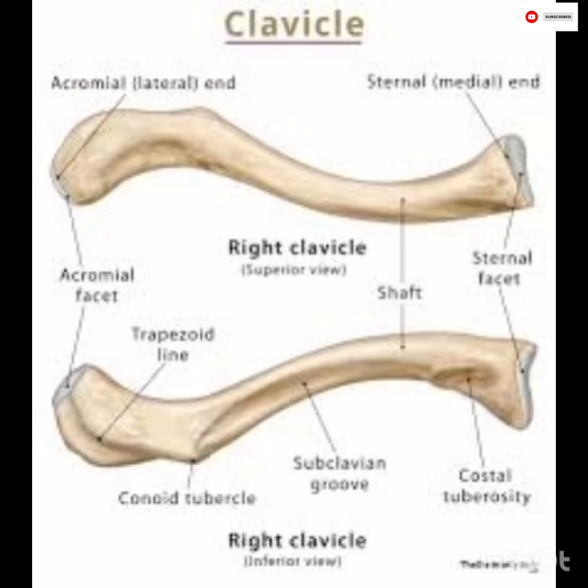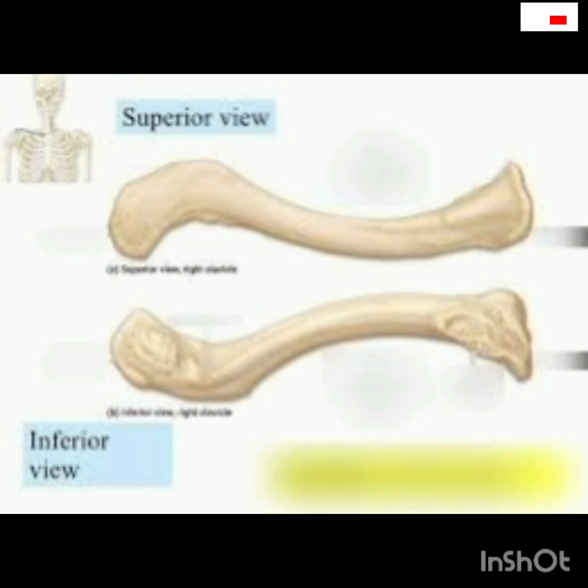Lateral one-third of the shaft. First, the anterior border gives origin to the deltoid muscle. Second, the posterior border provides insertion to the trapezius muscle. Third, the conoid tubercle and trapezoid ridge give attachment to the conoid and trapezoid parts of the coracoclavicular ligament.